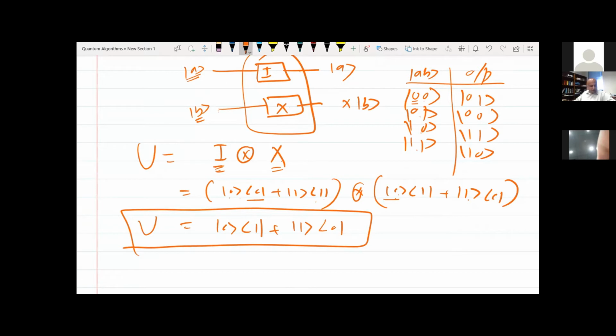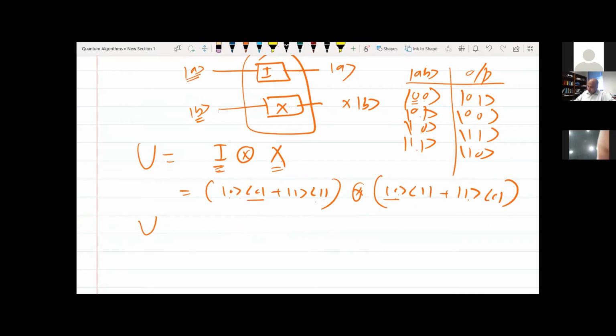Actually, this is not an inner product. So we made an error. Let me do it again. So this is essentially 0, 0 tensor 0, 1.